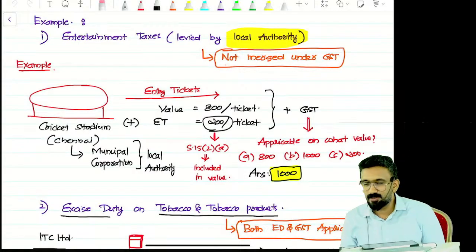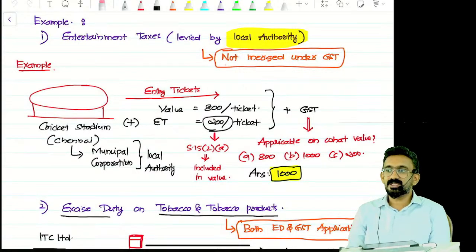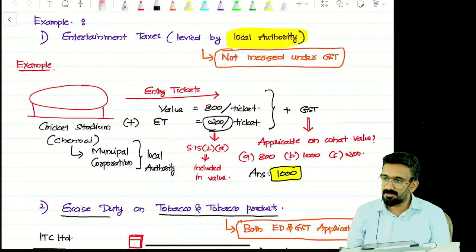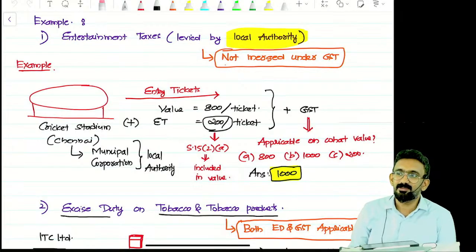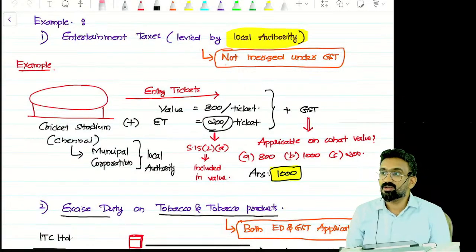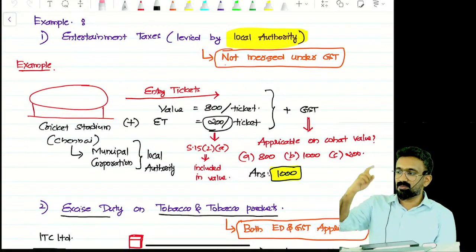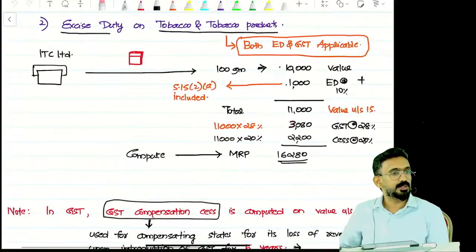Entertainment tax is 100 rupees. The next question: because you have entertainment taxes, can I say there will not be any GST? There will be GST. On what value will GST be levied? 800 or 1000? 1000, including entertainment taxes. That is example number one.